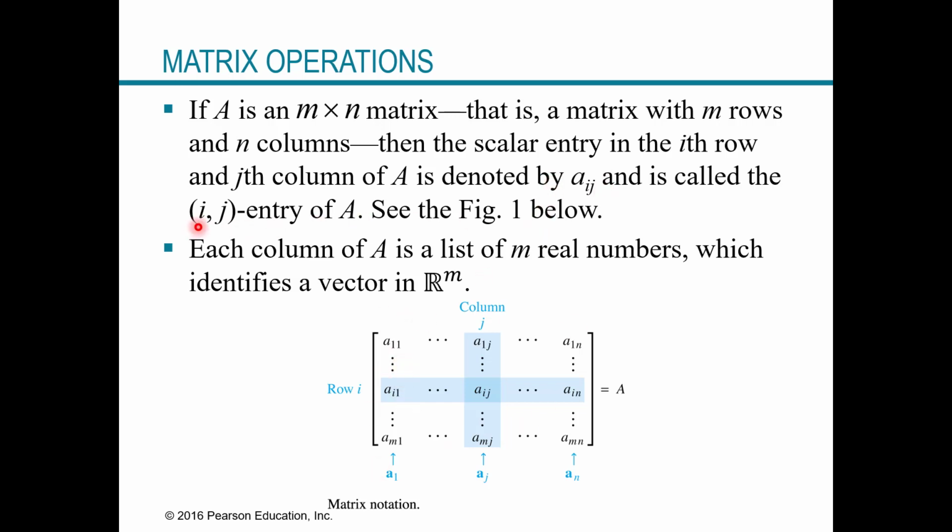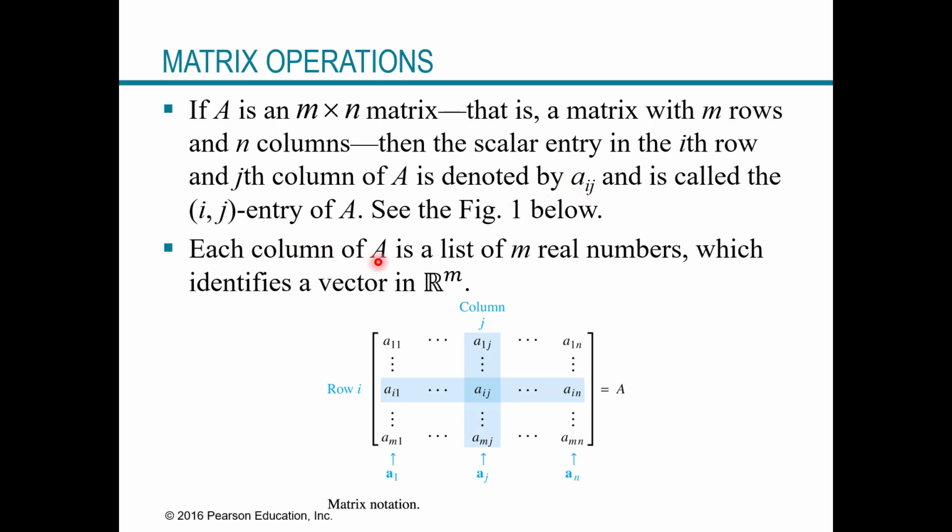So the ij entry, let's put some numbers there. We can say the 1, 1 entry is going to be whatever number's here in the top left corner. Let's say your matrix was size 3 by 3, then the 3, 3 entry would be in the bottom right corner. Third row, third column. Okay, so it's just our way of denoting where the location is of that entry.